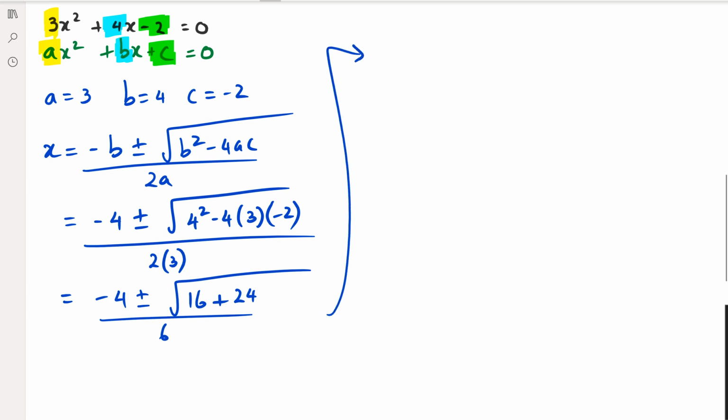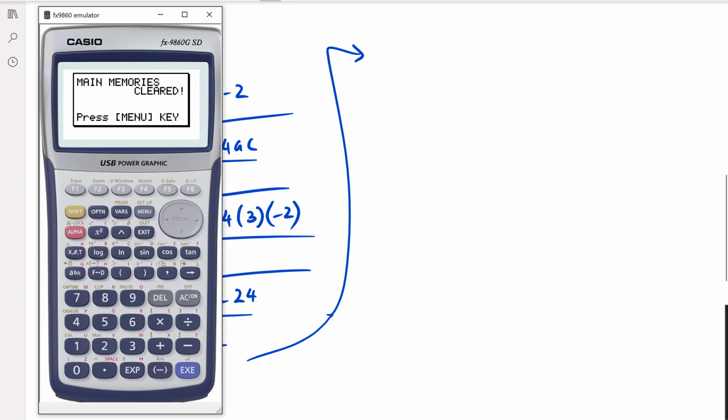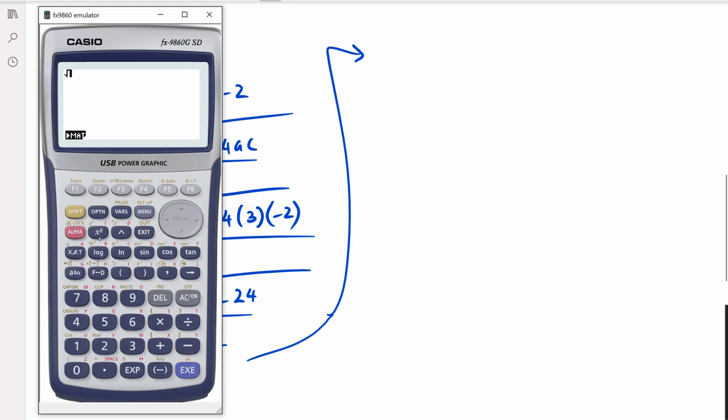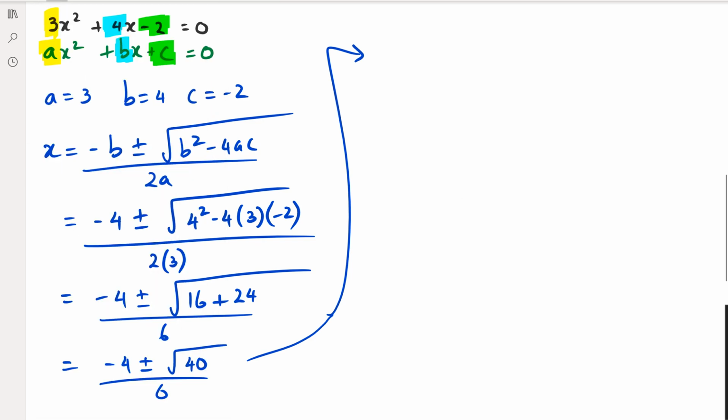Okay, so what we're going to end up with is negative 4 plus or minus square root of 40 over 6. I'm going to drag that out here. So as you can see now, that square root of 40 is going to be one of these really horrible numbers. So let's just see what it is. Square root of 40 is 6.32. So I'm going to take 6.32, guys.